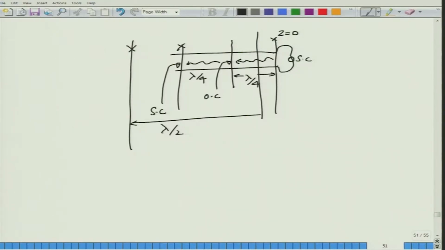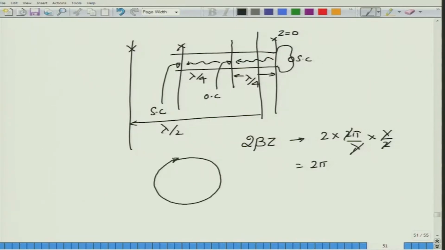This is for lossless cases. So, impedances will repeat every lambda by 2. When the impedance is repeating every lambda by 2, it means that the angle 2 beta Z must be going through 2 pi rotations. You start with 2 beta Z, we know that beta is 2 pi by lambda, and when you take Z equal to lambda by 2, you see that the total phase is 2 pi, which corresponds to 1 complete rotation on the Smith chart.